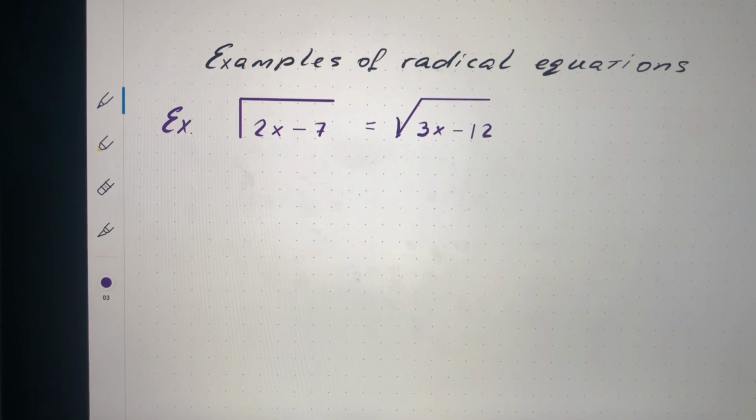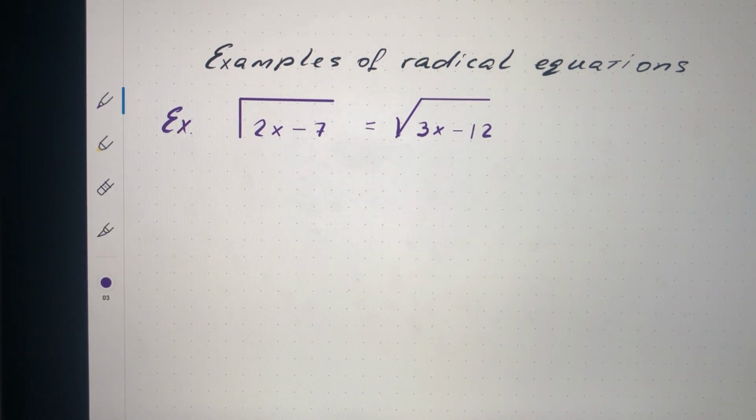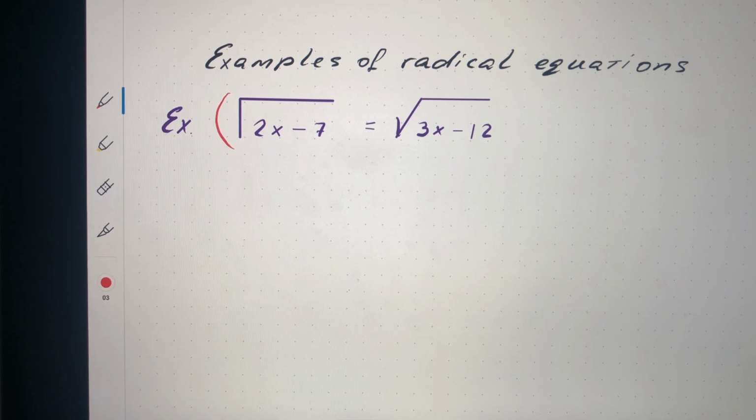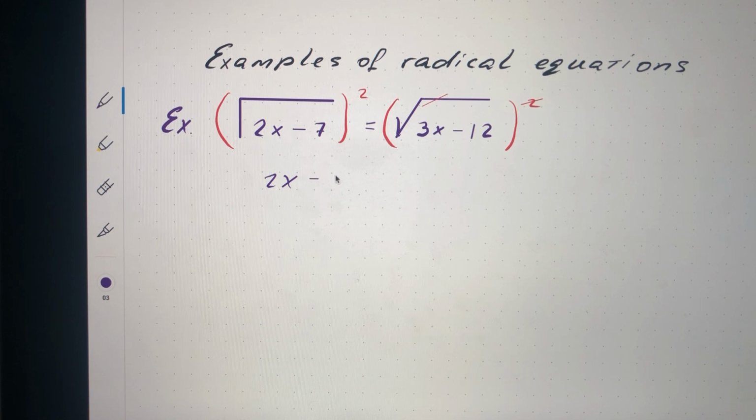Hello, in this video, let's look at two examples of solving radical equations. So we're going to have an equation that has roots in it. And to cancel the square root, we square both sides. And since we only have one term on each side, the square and the square root cancel off, leaving us with 2x minus 7 is equal to 3x minus 12.